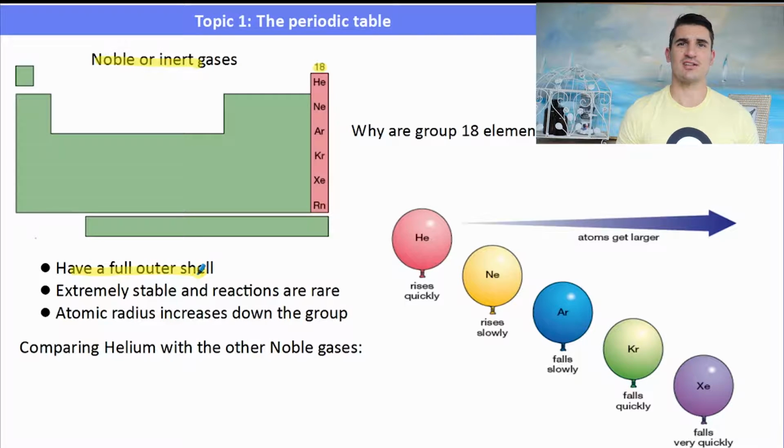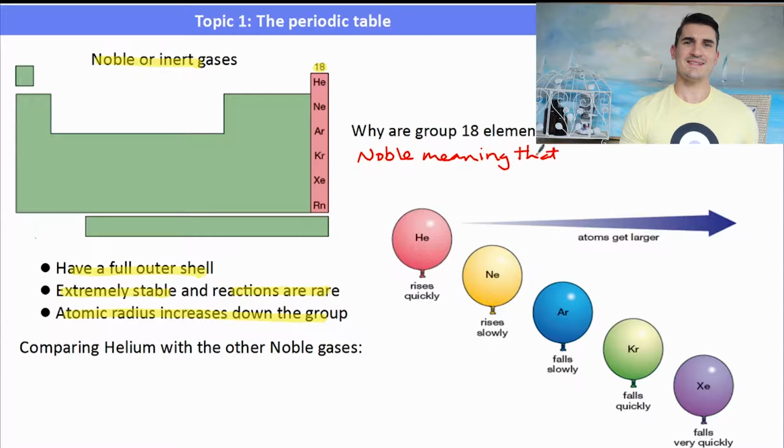Now they have 8 electrons in their outer shell, which we describe as being a full outer shell. They're extremely stable and their reactions are rare, but they also get bigger as we go down the group as well. So why are group 18 elements described as noble gases? Well, before they used to be called inert gases, and the word inert meant does not react. But in fact, we now know that these elements in group 18 will react or form compounds only in very special conditions. So noble means that they have a full outer shell.